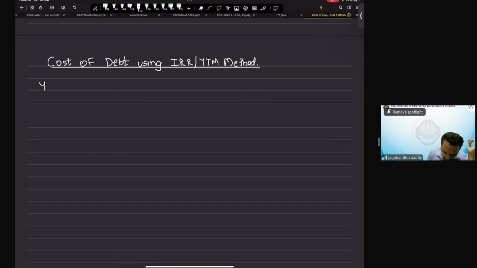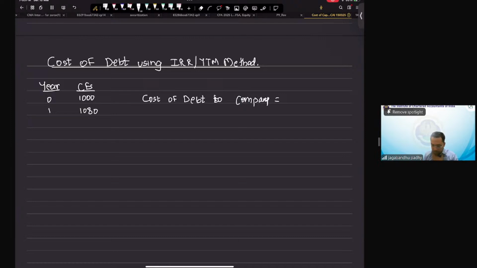So suppose we have cash flow like this, and obviously this is from the point of view of the company. In year 0, the company is receiving 1,000 rupees, and in first year, the company is paying out 1080. Can you tell me what is the cost of debt to the company? 8%, right? What is IRR? What is YTM?